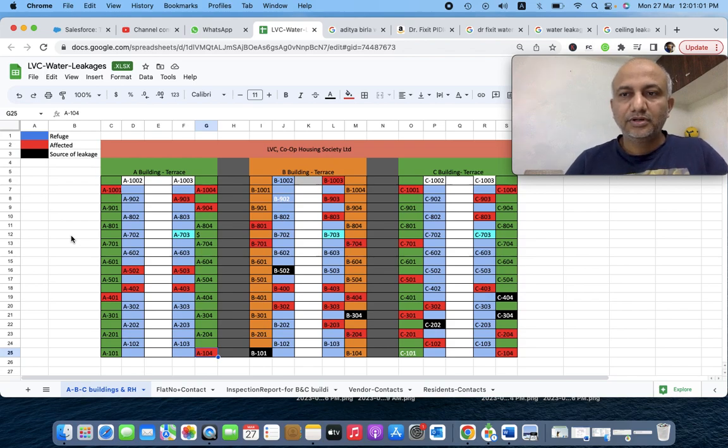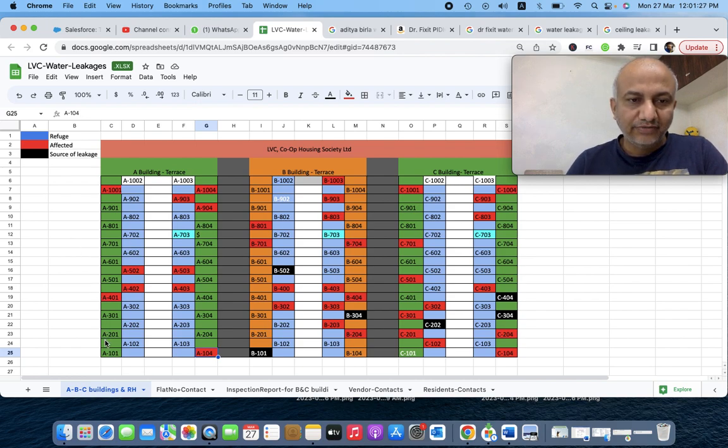Hello everyone. Today we are going to talk about leakages, water leakages in apartments, especially high-rise buildings. So as you can see, I've created a small representation in an Excel sheet to represent your apartments so that you are able to find out the root cause of it.